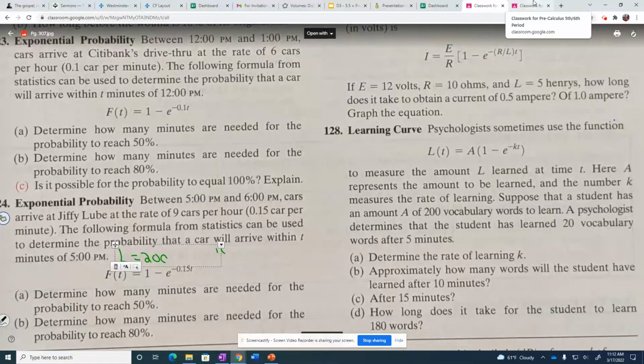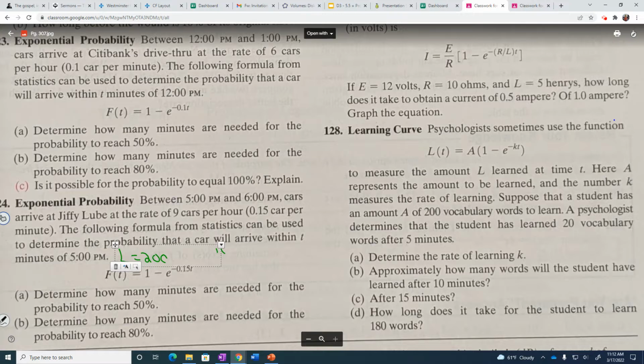All right, so on 128, this one, you had to solve for k first. Determine the rate of learning k. This is kind of like that blood alcohol concentration problem we did. It's the same steps as that. It gives you enough information that you can plug it in and then only have k being the unknown variable.